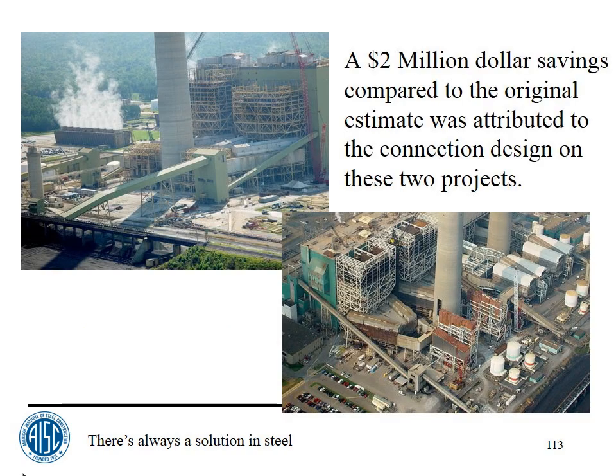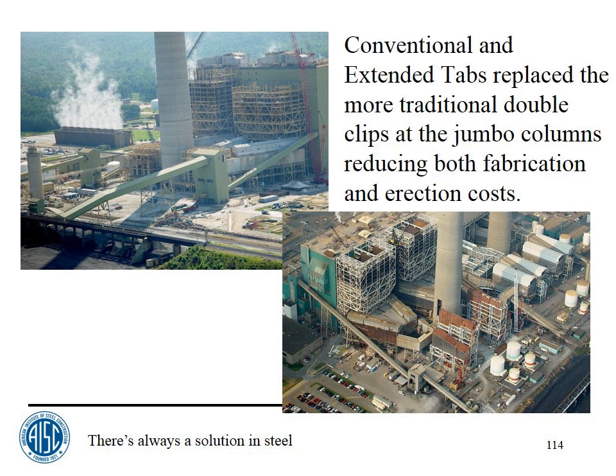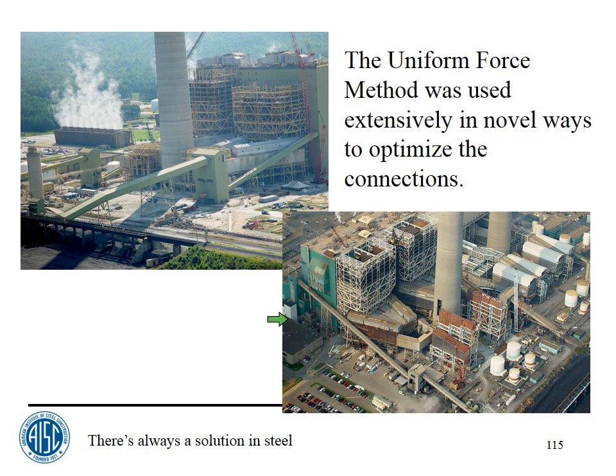Well, load paths have consequences. This is a job that was done in Georgia some 5 or 6 years ago. We saved $2 million on this job. That's the engineer of record's estimate. Their original budget price on this was for using the KISS method. We used the uniform force method. We used conventional and extended tabs instead of the more traditional double clips and jumbo columns. We used, as I said, the uniform force method in novel ways, as we'll see in the next presentation.